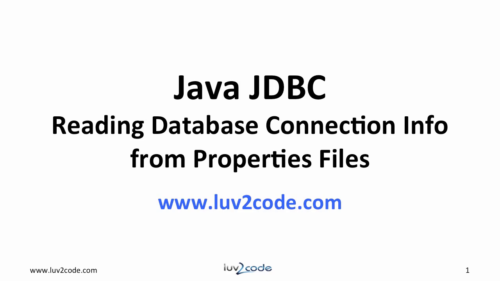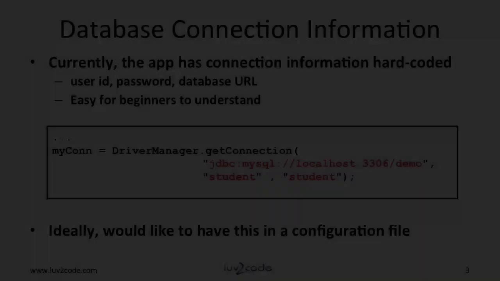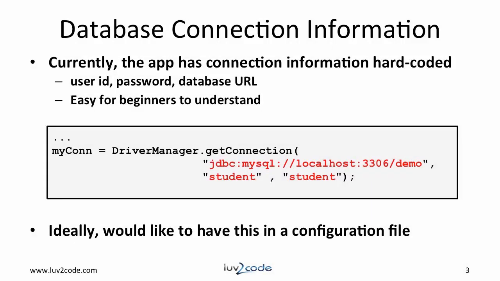In this video, we're going to learn how to read database connection info from properties files. If you've been following along with the video series so far, you know that currently the application has the connection information hard-coded. That's the user ID, password, and database URL. I did it this way because it's really easy for beginners to understand. However, in the real world, you like to have this information in a separate configuration file.